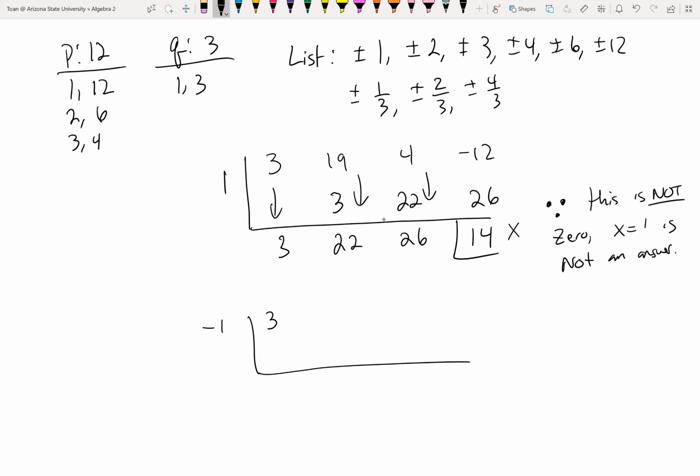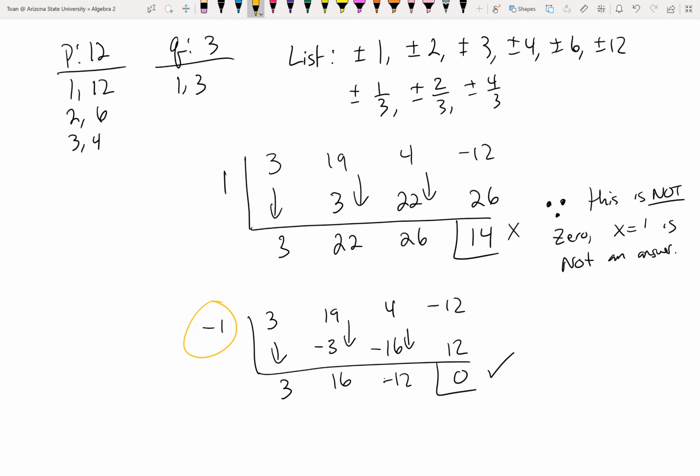So we have 3, 19, 4, -12. We have 3, -3 here. 16, -16. That's going to give me a -12, +12, and lo and behold, I get a 0. This is what I want. So I know that x equals -1 is a good answer. I'm not going to forget about it.